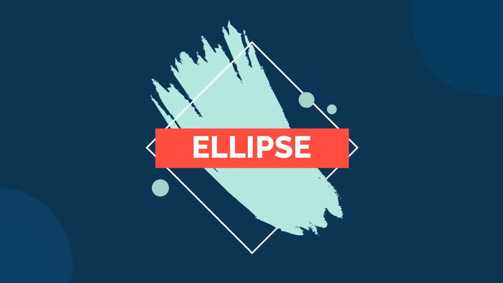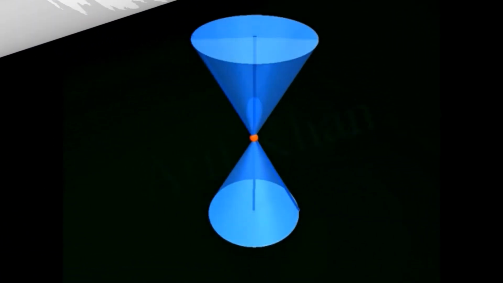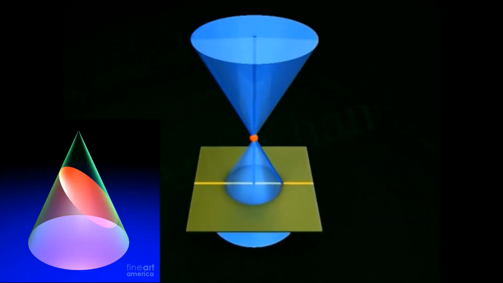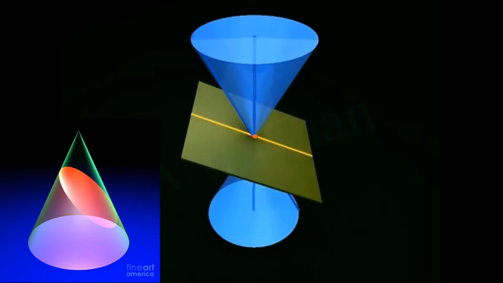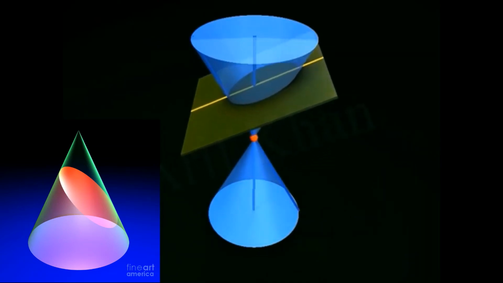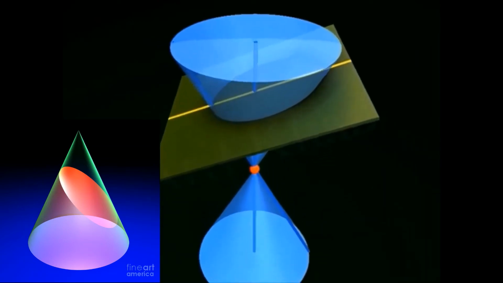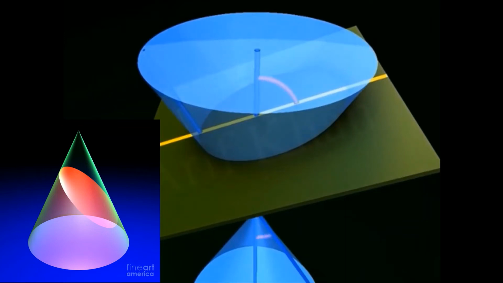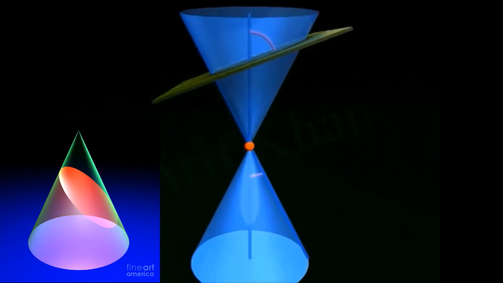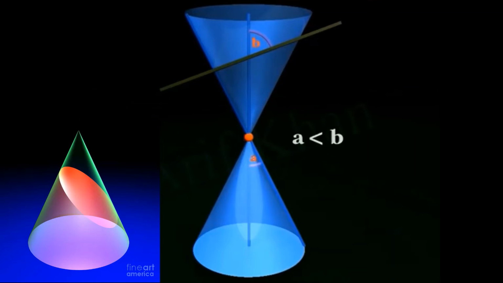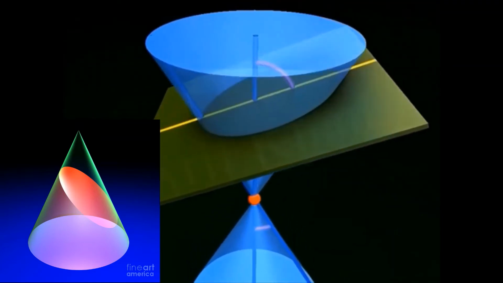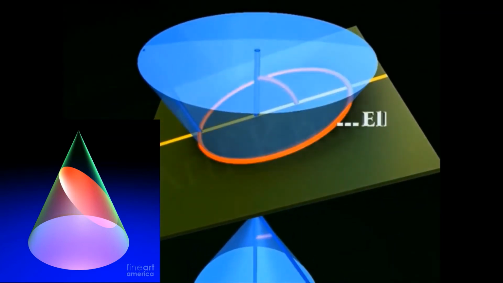Ellipse. When the plane intersects the double right circular cone in such a way that the angle between the plane and the vertical axis is greater than the vertex angle, a closed curve is formed, which we now call the ellipse.